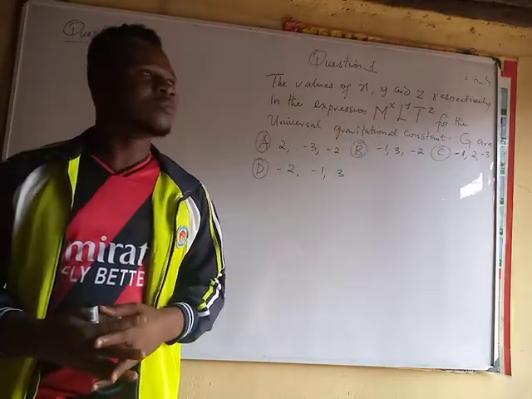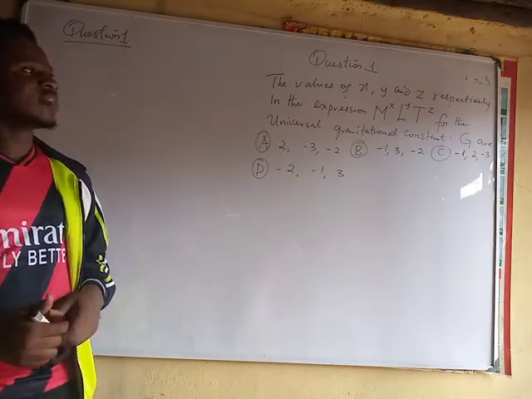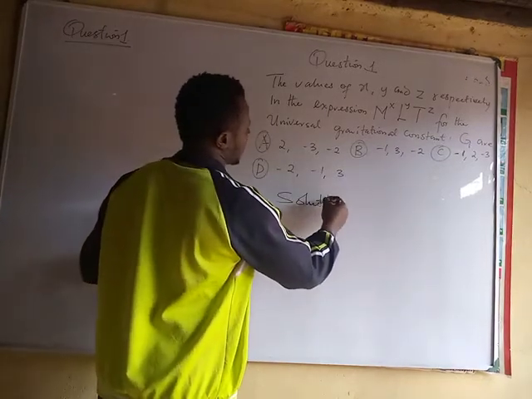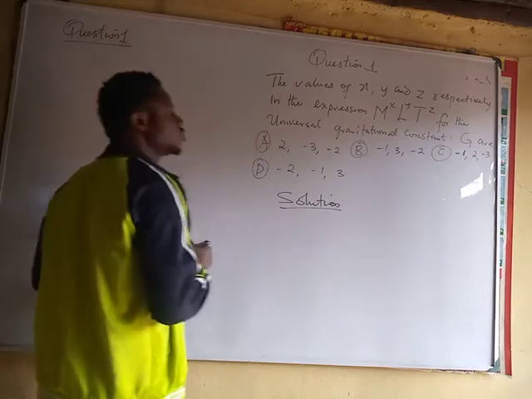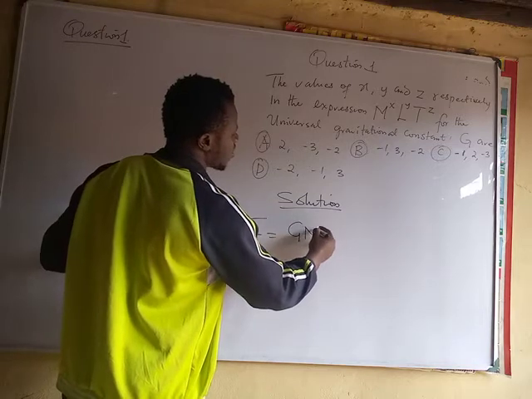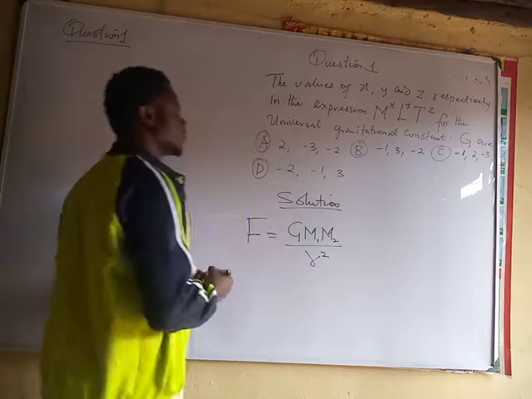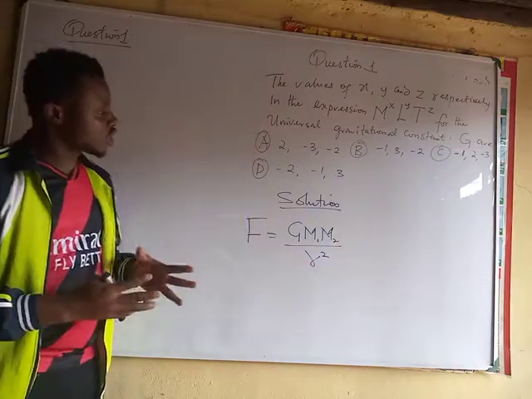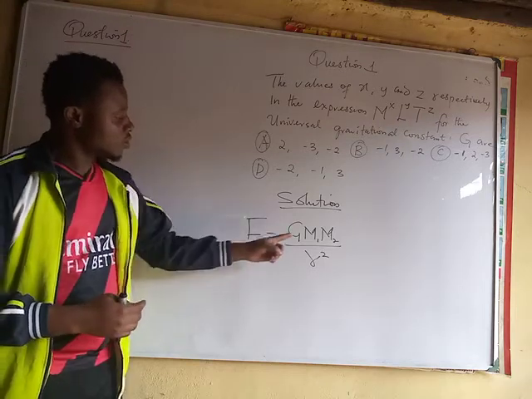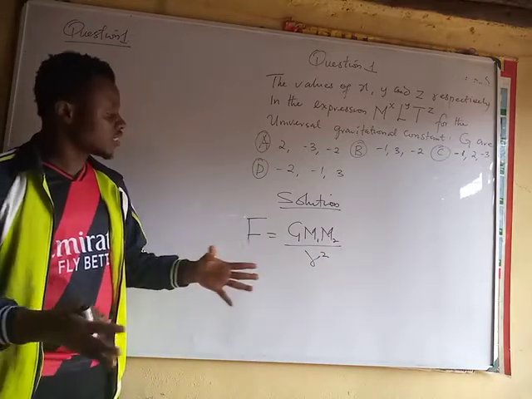Then to solve this problem, what are we going to do? They are asking us in the question to solve the gravitational constant. And in gravitational constant, we have the solution. So in the solution, remember that F is equal to G m1 m2 over r squared. Now, the force of attraction or repulsion is directly proportional to the product of the masses, and inversely proportional to the square of their distance.